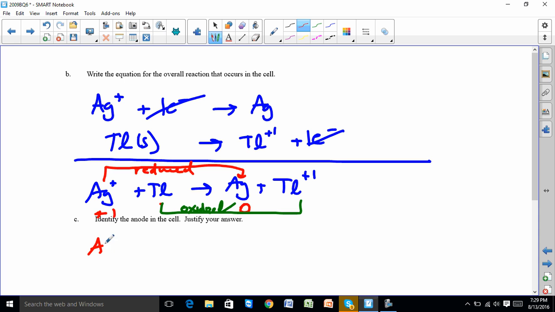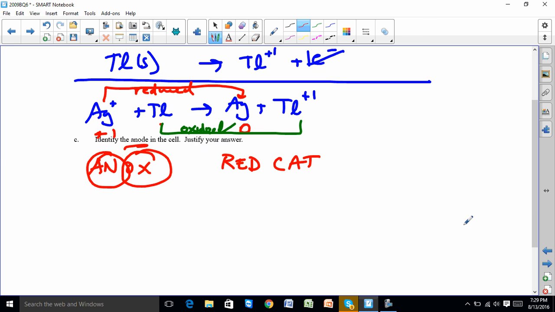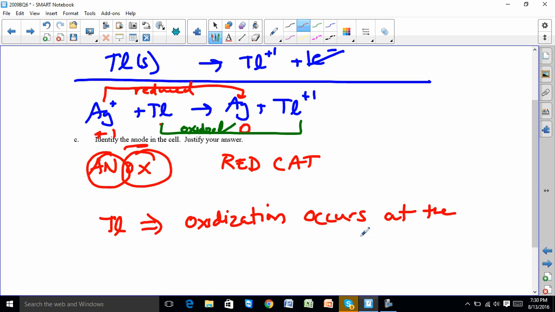Okay, what's the anode? Remember, an ox, red cat. Oxidation occurs at the anode. They want to know the anode. What's oxidized? Thallium. The metal is the anode. And so the anode is thallium, and oxidation occurs at the anode.